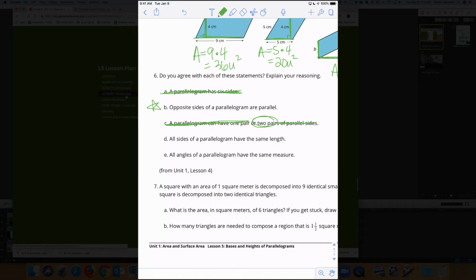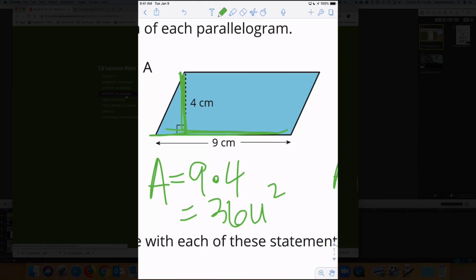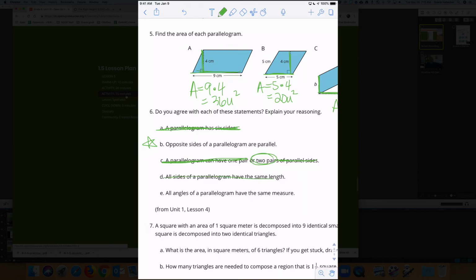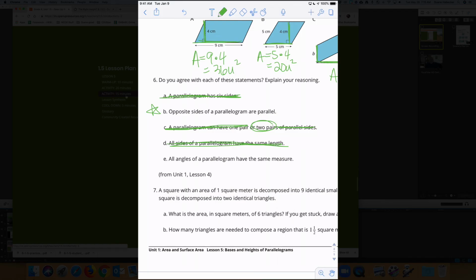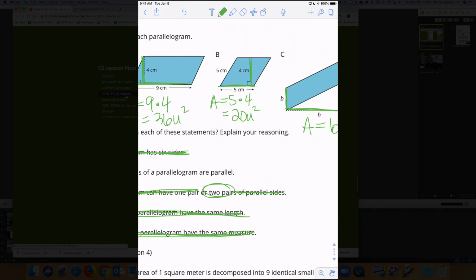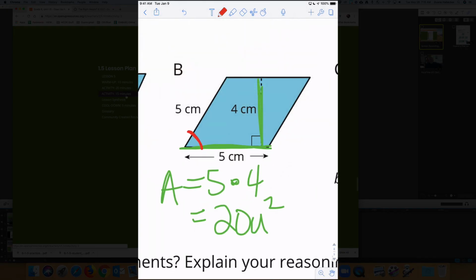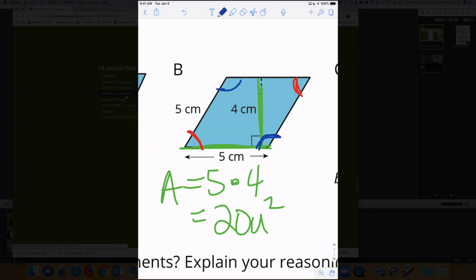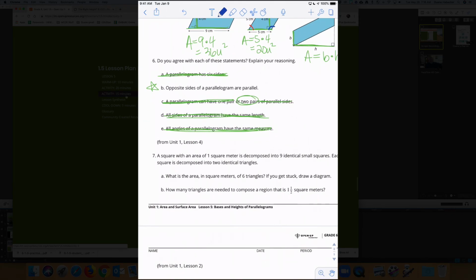All sides of a parallelogram have the same length? Not true. Because this is a parallelogram, they said so, and all 4 sides are not the same. So we know that that's not true. And all angles of a parallelogram have the same measure. And we know that's not true. How do we know? Because we can see, like right here, we've got a couple of acute angles, and then we have a couple of obtuse angles right here. So all 4 angles are not equal, but the opposite angles are equal.